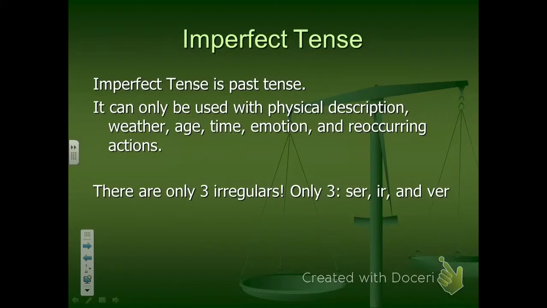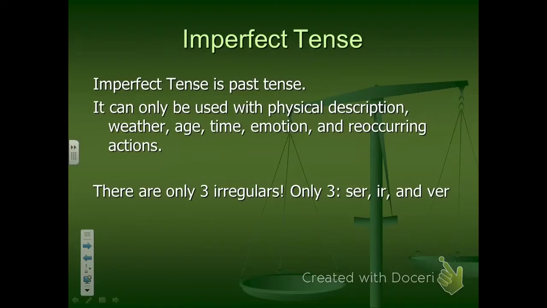And there's only 3 irregulars. Ser, which means to be. Ir, to go. Ver, to see. Good. So once again, we only use the imperfect tense for physical descriptions. Rachel estaba bonita. Hacía sol. It was sunny. Noah tenía 16 años. It's supposed to be 97 degrees. Ay, Dios mío. Today?